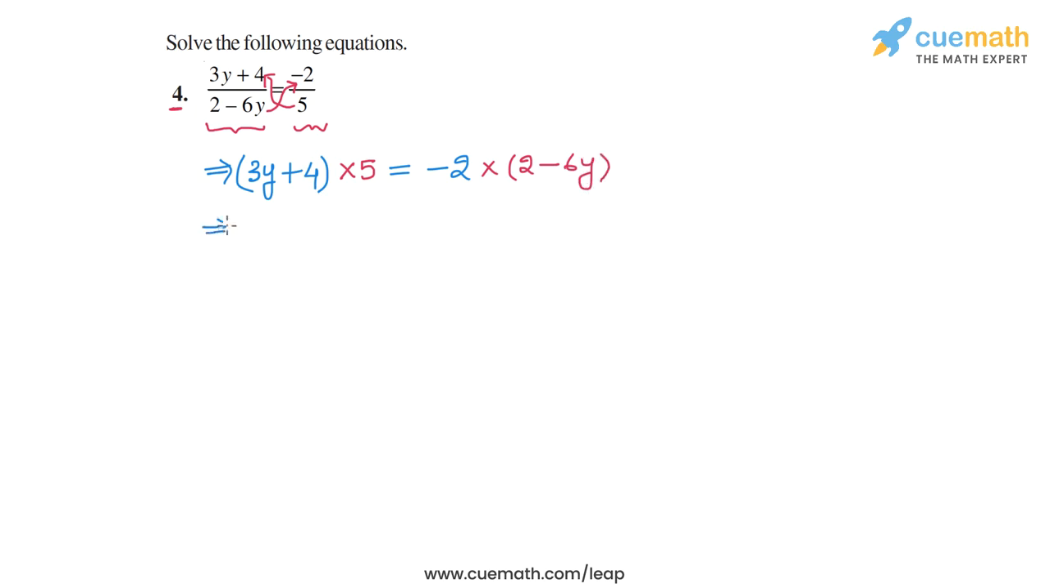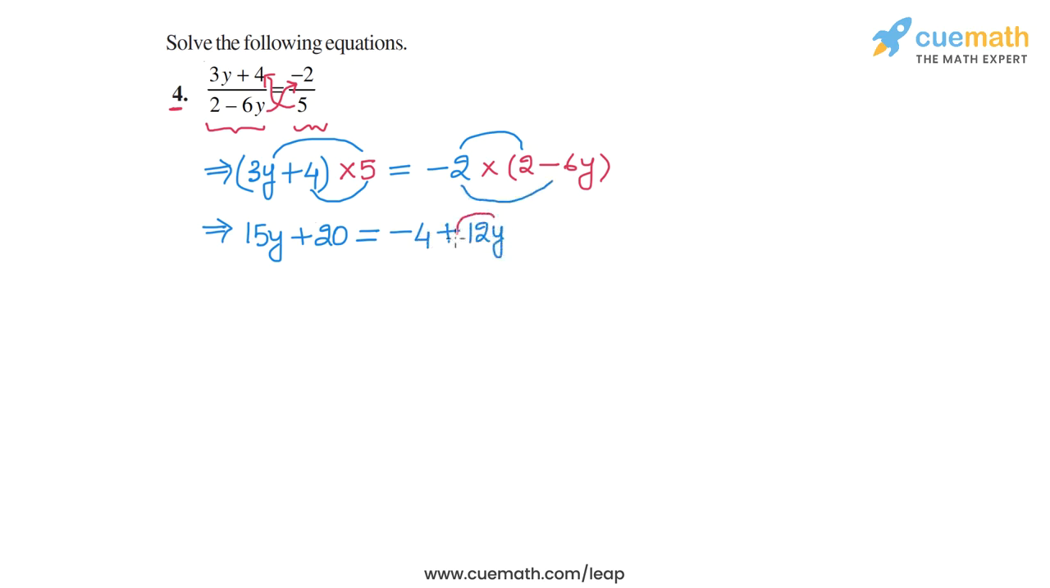And now let's expand the products. So 3y times 5 is 15y, and then 4 times 5 is 20. So we get 15y + 20. On the right side we have -2 into 2, that's -4, and then we have -2 into -6y, that's +12y.